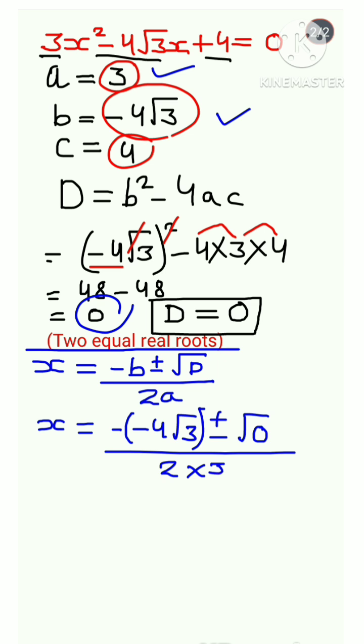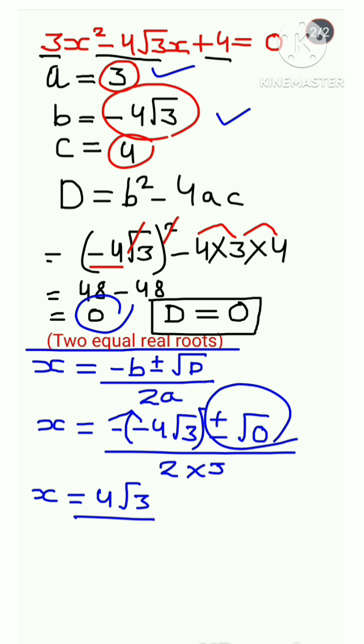Now x equal to, here minus into minus plus, so 4 root over 3, and here root over 0, so no need to write this, by 2 into 3, 6. Now 2 2s are 4, 2 3s are 6.